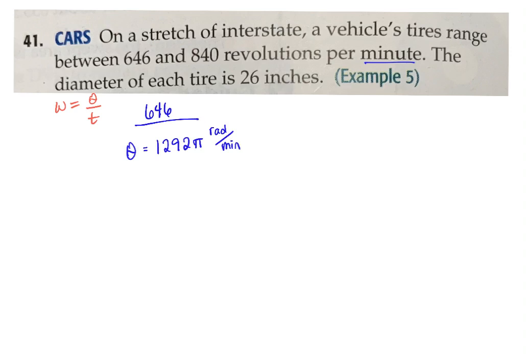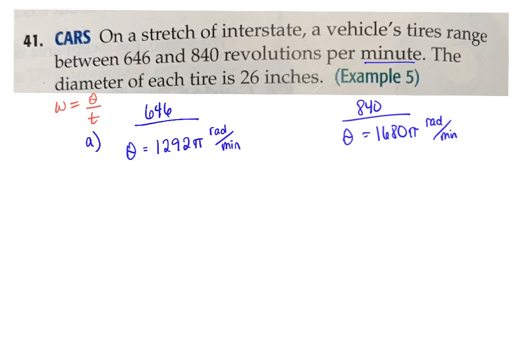Let's look at 840 revolutions per minute. What do I need to do with that to convert it to theta? Just times 2 pi, which gives me 1680 pi radians per minute. Now, if it were in minutes and they wanted hours, I would have to do some conversions. But they wanted revolutions per minute and radians per minute, so it's in the same units. I just have to multiply by 2 pi. So that piece of it is done. That is A.